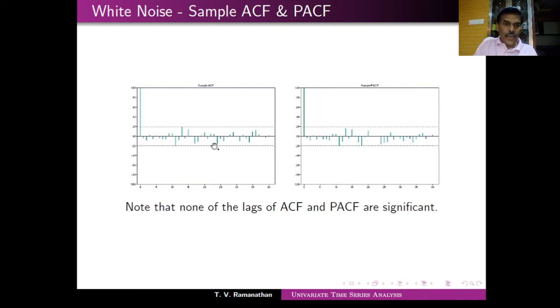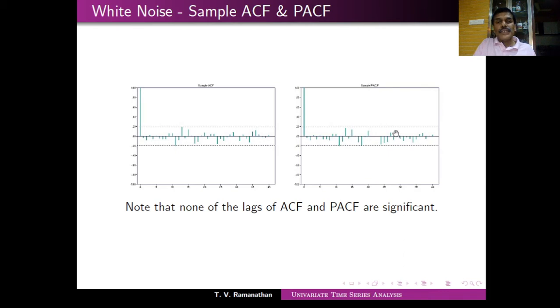That means none of these correlations are significant. Similarly, the partial autocorrelations also, because they are actually zero. Theoretically speaking, they are zero. But for a sample, when you estimate it from the data, it need not be identically zero, but it will be insignificant. So that's what happens in this case.